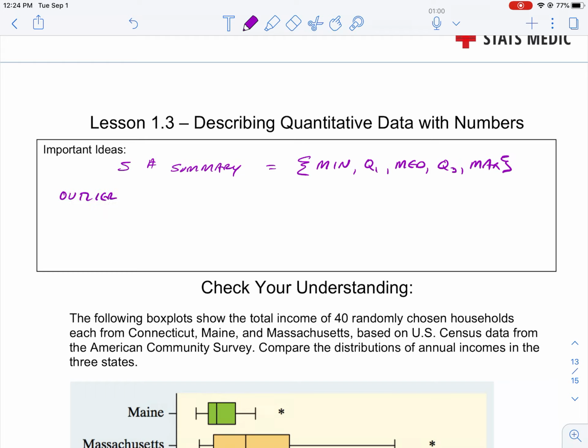Outliers. Way too small outliers are going to be Q1 minus 1.5 times my IQR, and it's going to be anything less than that. So if it's less than Q1 minus 1.5 IQR, then that's going to be an outlier. Way too big: it's going to be anything that is bigger than Q3 plus 1.5 times my IQR.